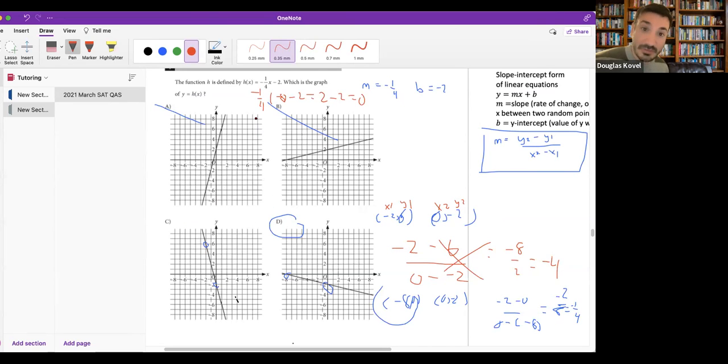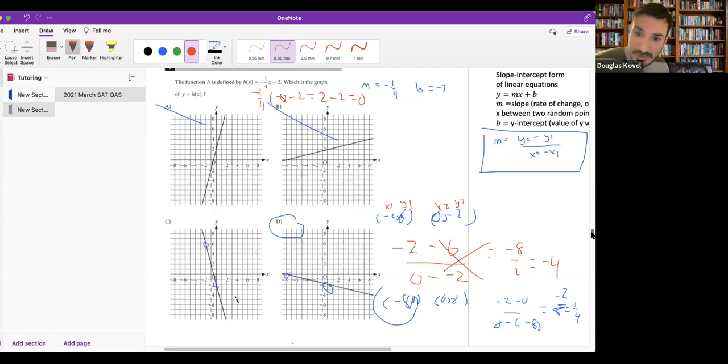Just as a general concept, the closer a slope is to 0, the shallower it will be, meaning it will look more horizontal. So this slope, -1/4, is going to be a very shallow slope, and D seems to be a very shallow line, whereas C seems to be a very steep line. So I could probably already have a feeling that D is going to be correct.